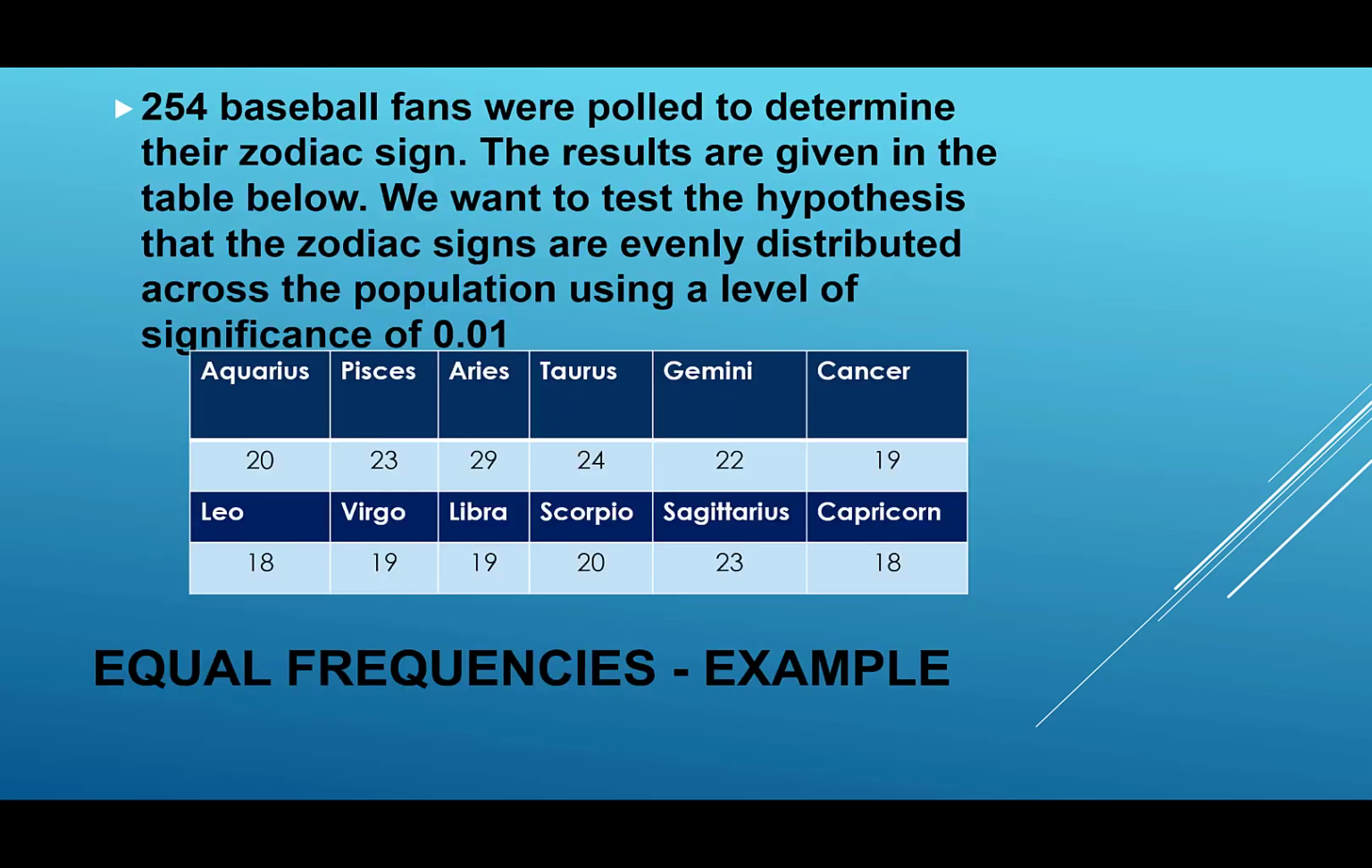We're going to use a different example, however, to perform our analysis in StatDisk. I have 254 baseball fans, and they were asked what their zodiac sign is. The results from this poll are given in the table below, and what we want to test is whether the zodiac signs are evenly distributed across the population, and we're going to use a level of significance of 0.01 to do this.